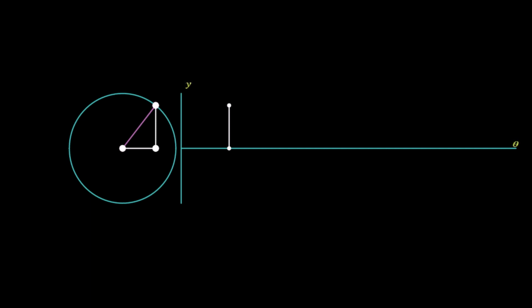Now let's start off at a value of 0 degrees. Now we will work our way round the circle and we'll see the position of the y along the theta axis and also its height. So you can see here that the white line is moving along the theta axis. The height of the white line is the y value for our triangle.